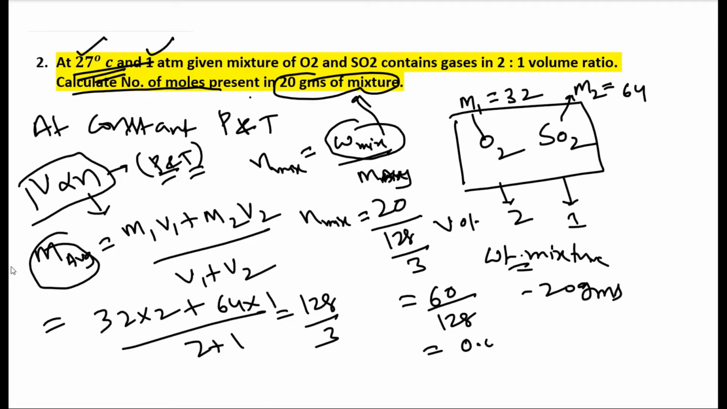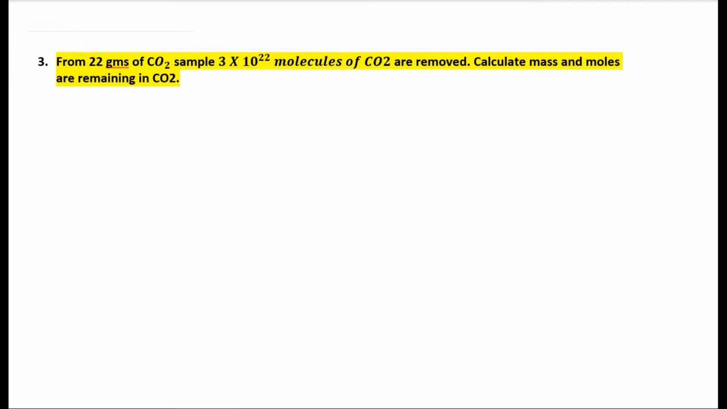Now coming to the third problem. So what is the third problem? Very simple problem. This is a concept related to moles and the mole concept. First read the problem thoroughly. From 22 grams of CO2 sample, these many molecules are removed. Then they are asking for the mass and moles.